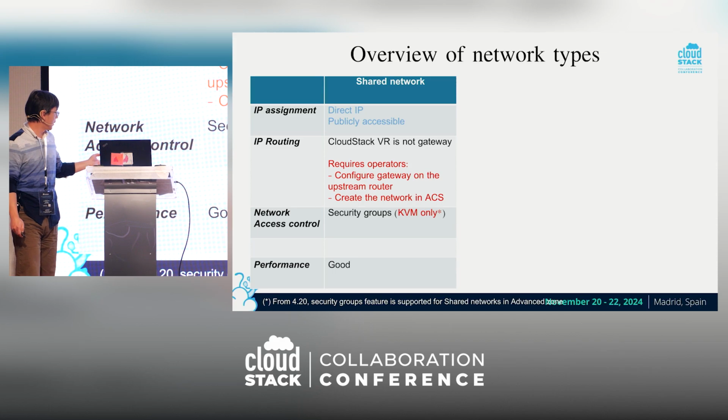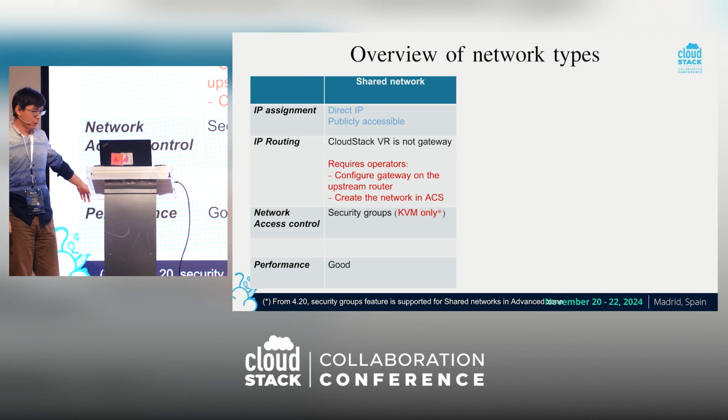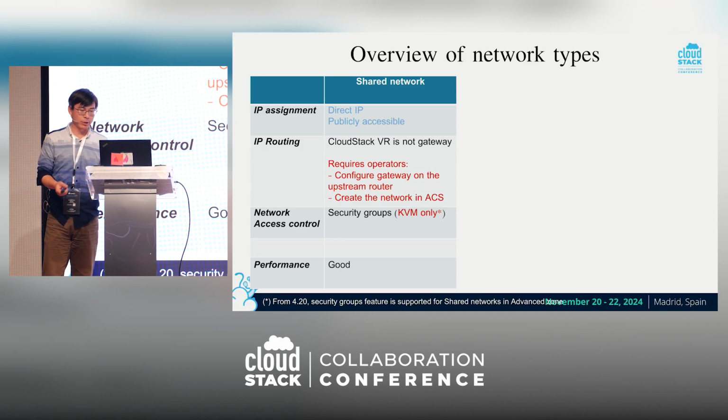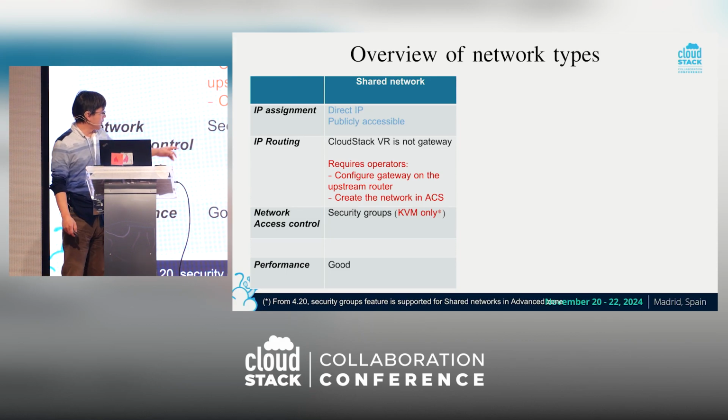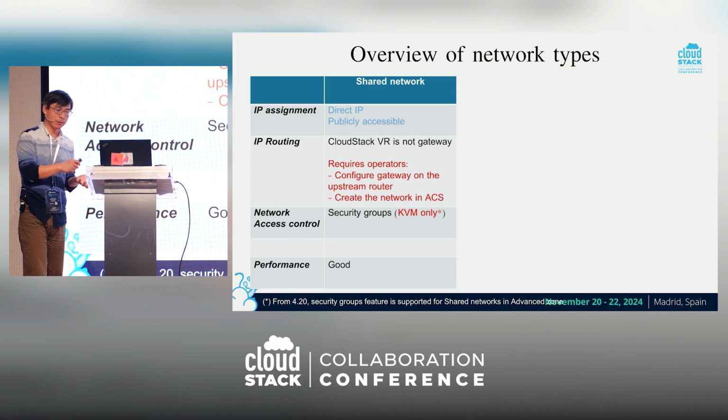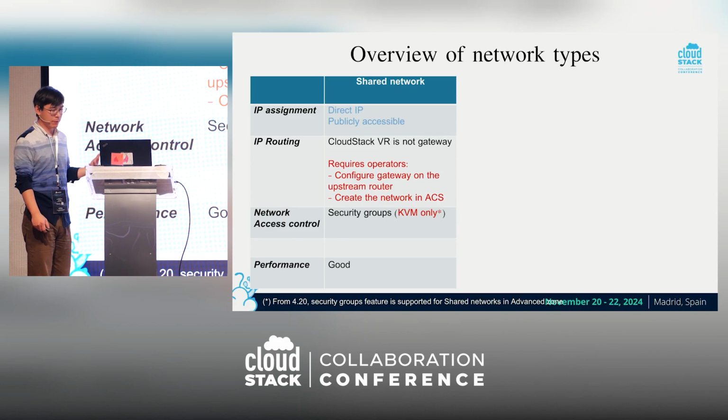For access control, we have security groups for shared networks in advanced zone, and also from CloudStack 4.20, the security group feature is also supported for shared networks in advanced zone, as with isolated networks. So this is a very good improvement, which I wanted for many years. The limitation here is that it only supports KVM. Why? Because the security group rules are applied on the KVM host by iptables, ebtables, and ipset. So it doesn't support VMware, XenServer, XCP-ng.